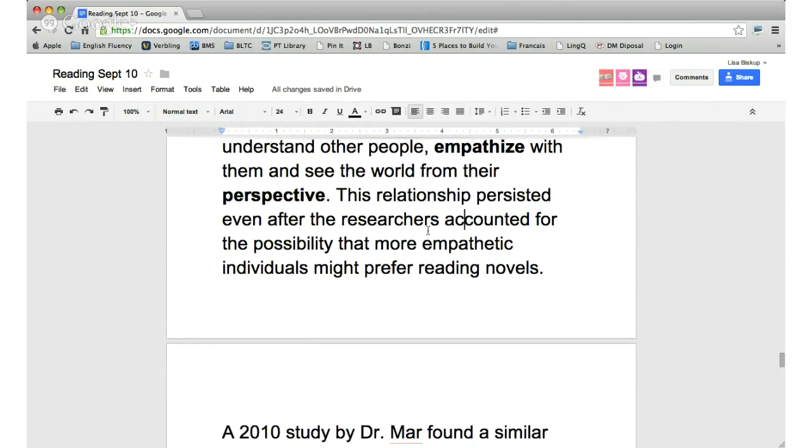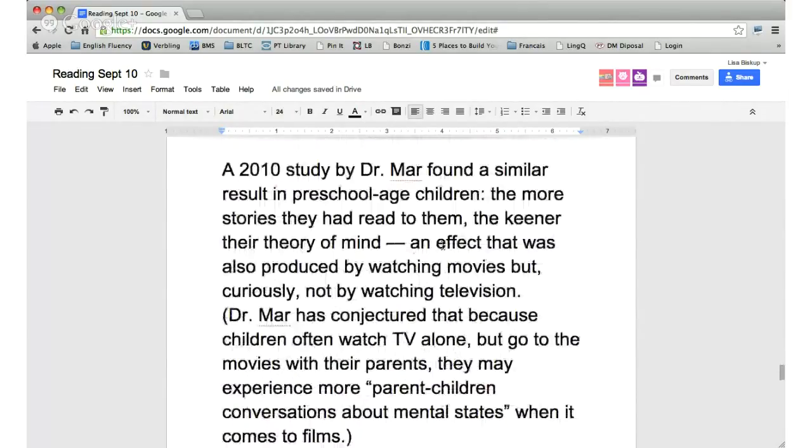And they're saying that even when they accounted for, so when you're doing scientific research, for example, you have to account for all the different possibilities. So it could be possible that just people who are already like that prefer to read novels instead of magazines or nonfiction or something like that. But they say that no, that wasn't the case. It means that it really has the effect. So reading novels actually increases people's ability to be more empathetic and to have better social skills.